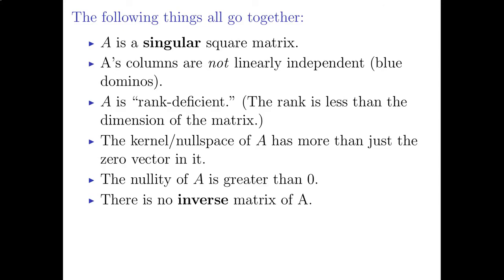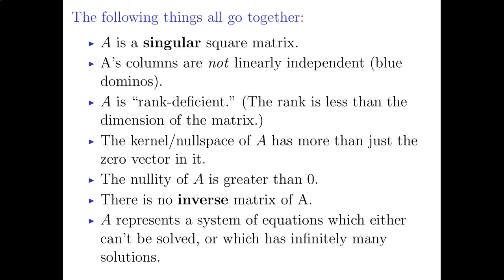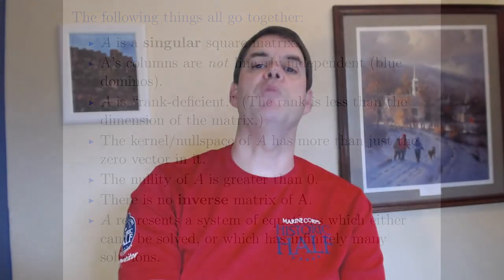In this case, there is no inverse. In fact, another word for singular is non-invertible. And that corresponds to a system of equations which can't be solved. Or if it can be solved in infinitely many different ways, which is sort of the same as saying it can't be solved. You can never determine definitively what x and y are because there are infinitely many different solutions, or there are none at all.